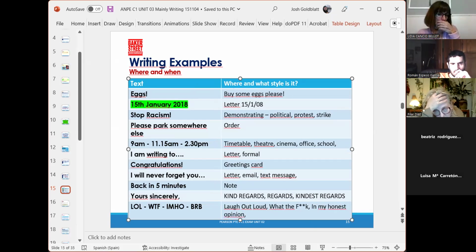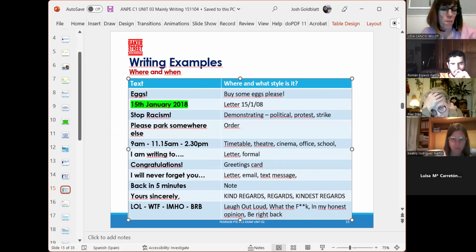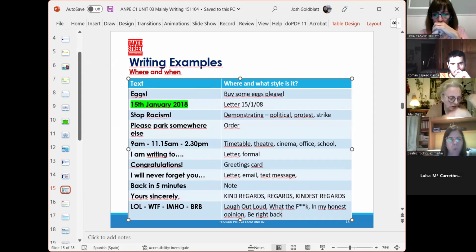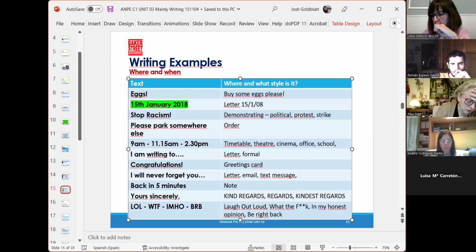And the last one, BRB, which is be right back. Okay, be right back, which means I will be right back. So if I get a text message or a WhatsApp message with any of these, I know exactly what it means. If somebody says BRB, be right back, it means I will speak to you, I will write to you in a few minutes. Okay, so I will be back soon.